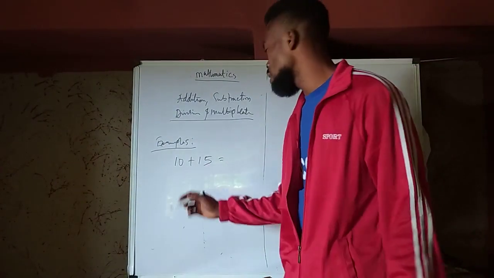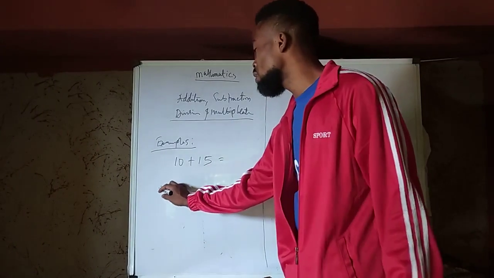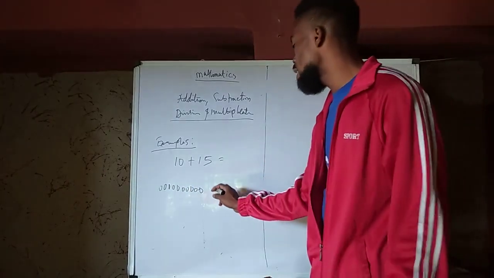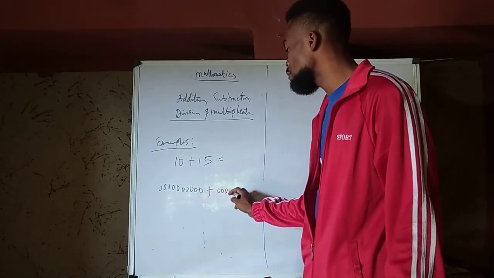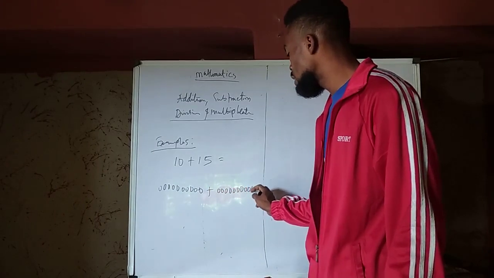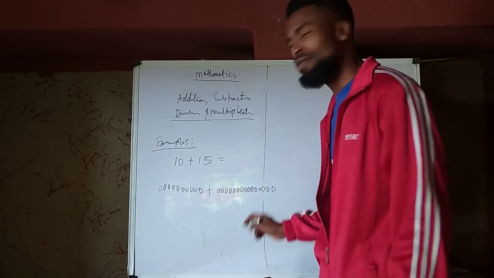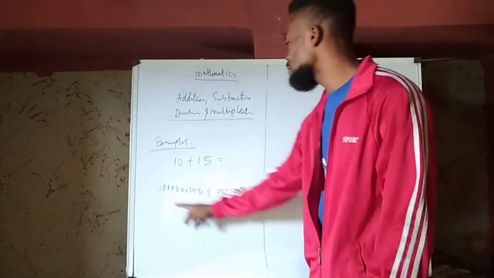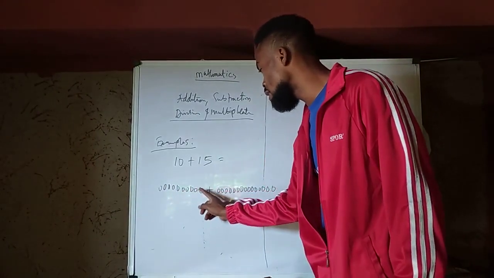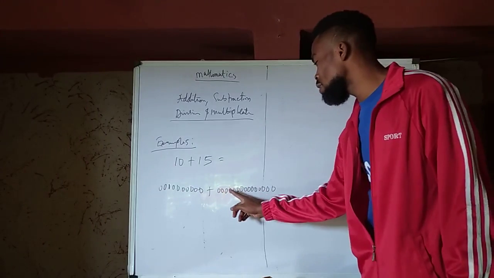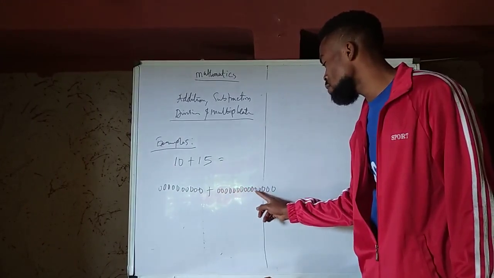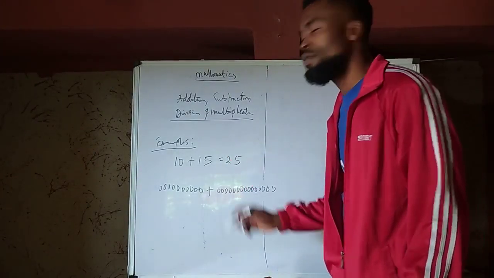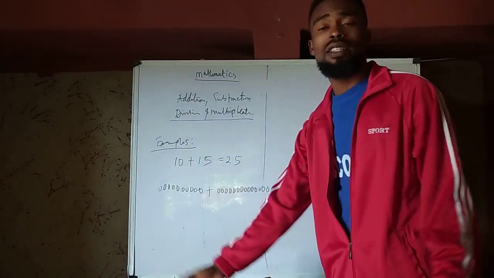And then if you have that, imagine counting 10. 1, 2, 3, 4, 5, 6, 7, 8, 9, 10 pebbles. And then we are adding it to 15. 1, 2, 3, 4, 5, 6, 7, 8, 9, 10, 11, 12, 13, 14, 15. Jesus Christ. This is a whole lot. So we just have to start counting 1 to 10, plus 11, 12, up to 25. So finally we have the answer. 25. But you see this is tedious.